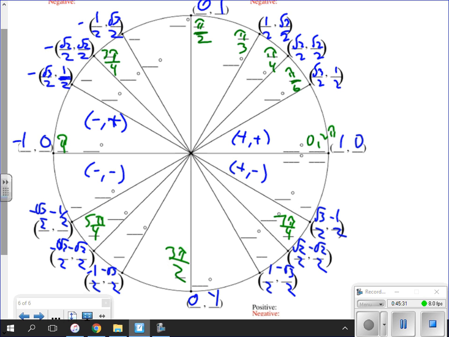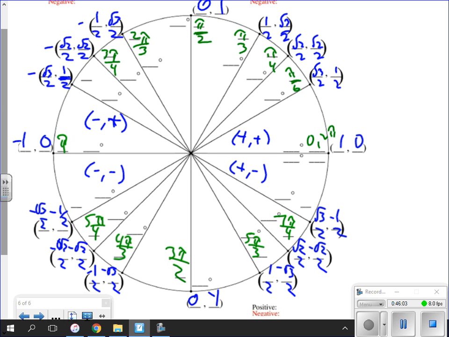You can do the same thing by counting by pi's over 3 when you do the pi over 3 ones. Pi over 3, 2 pi over 3, or 2/3 pi, 3/3 pi. This one down here would be 4/3 pi, or 4 pi over 3. And this one here would be 5/3 pi, or 5 pi over 3. And then 6 pi over 3, which is 2 pi. So you count around by that.